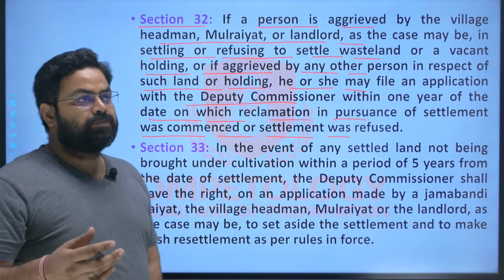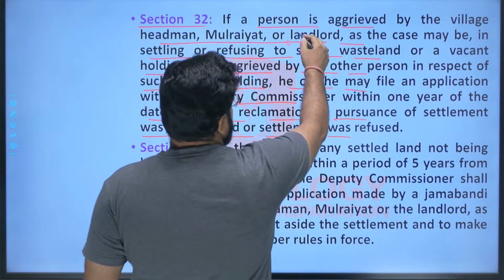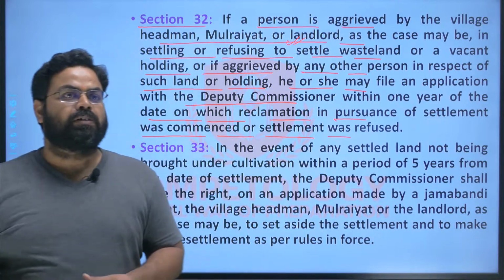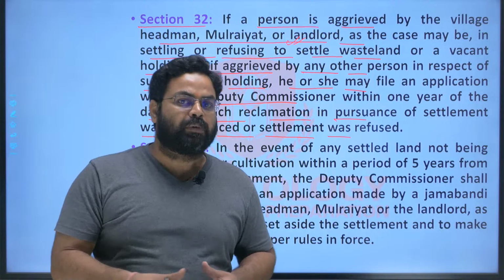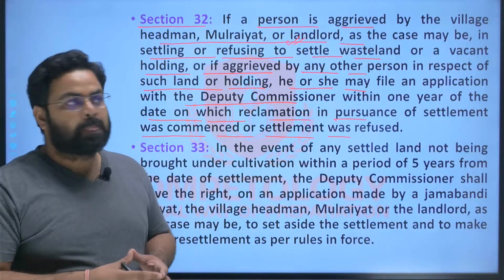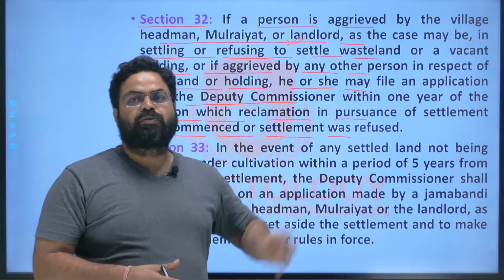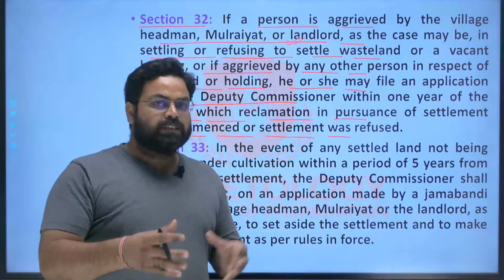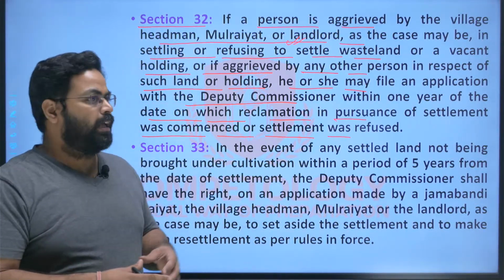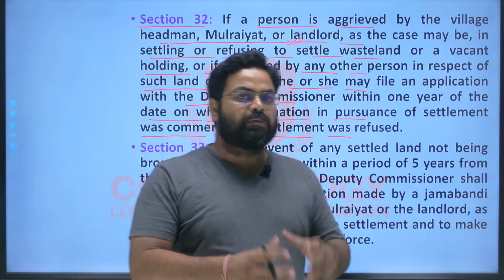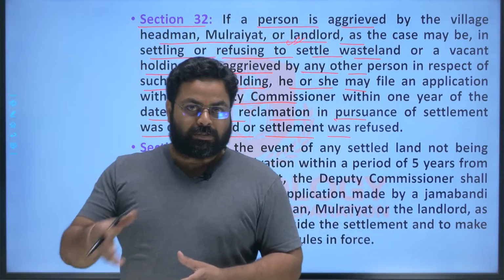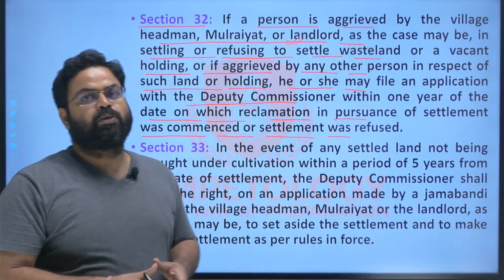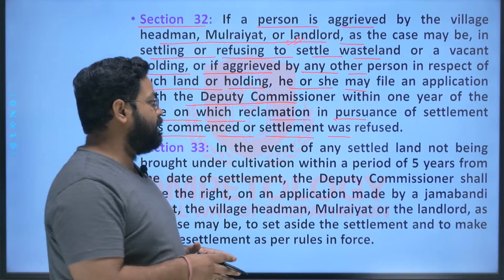Or in case the village headman, Mool Raiyat or the landlord does favoritism, like he settles such kind of vacant land or the wasteland to his near and dear ones, to his known persons, then in such a case what will happen? The aggrieved person can go on to file a complaint to the DC office within 1 year from the date on which such an event occurred, like the settlement was refused or favoritism was done in the process of settling the land. So in such cases the aggrieved person can go straight away to file a complaint to the DC, right?